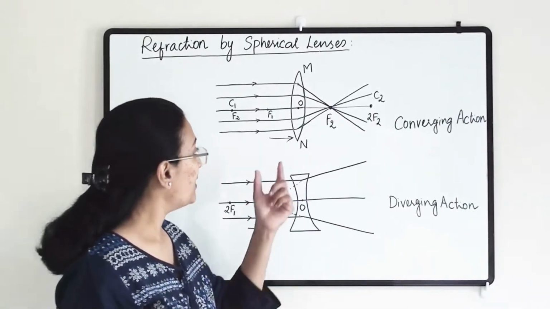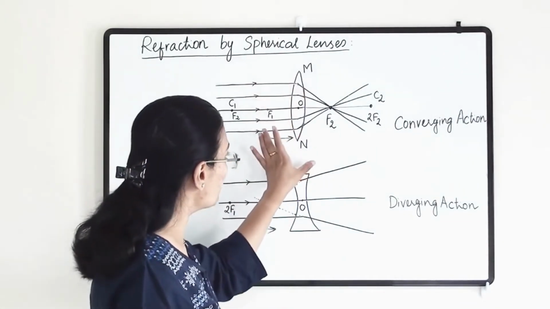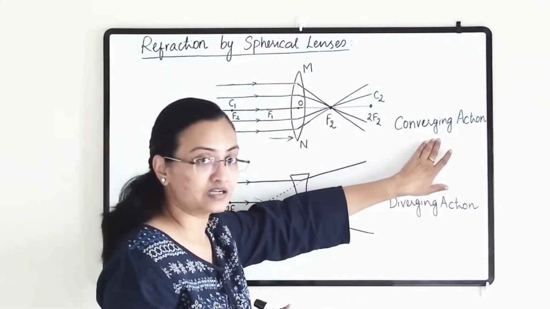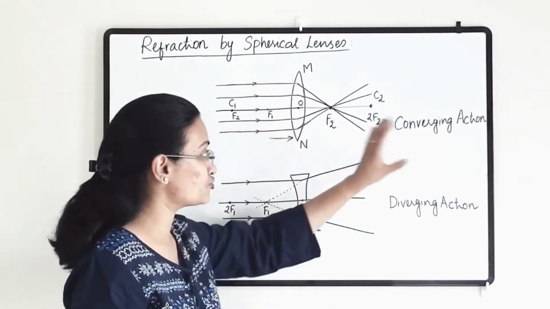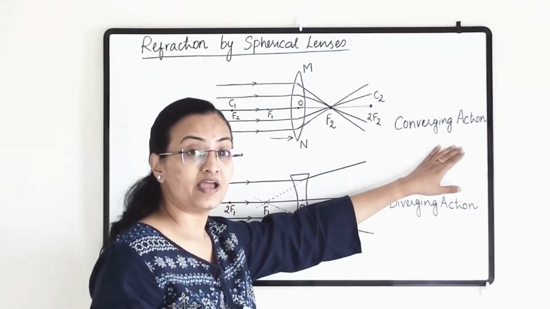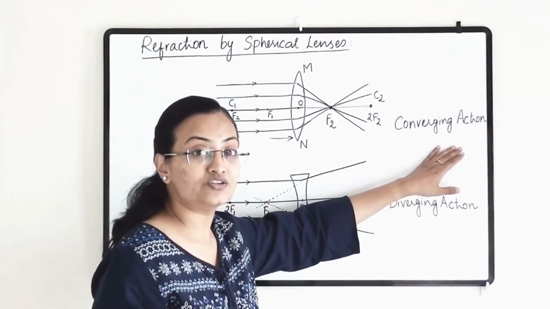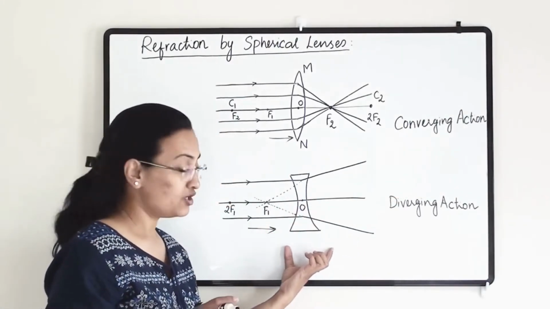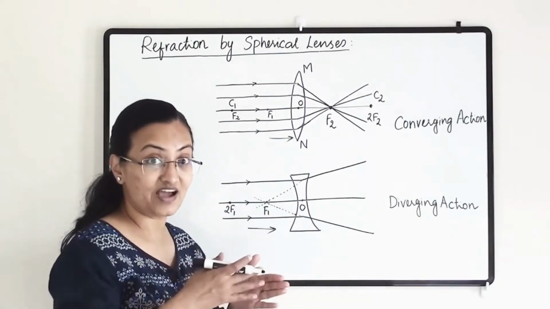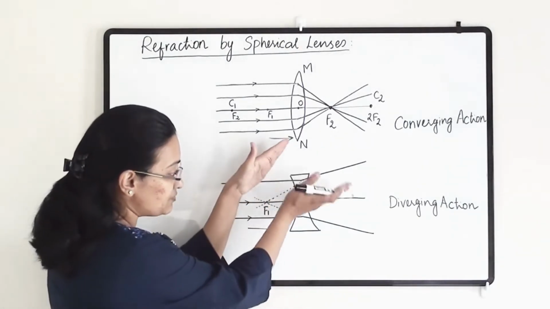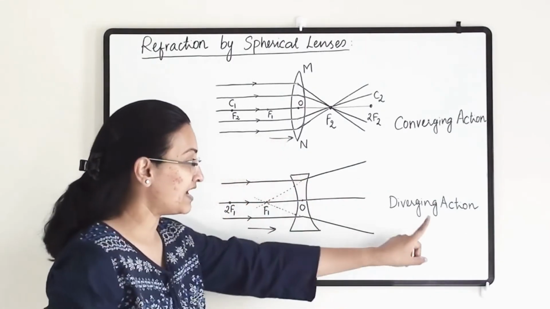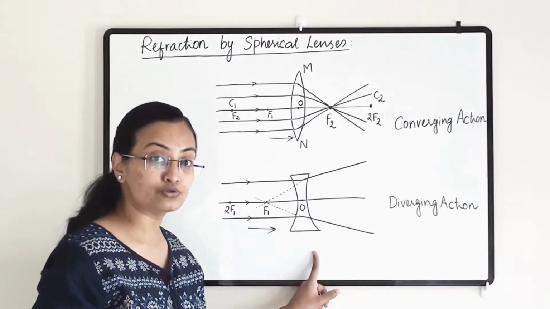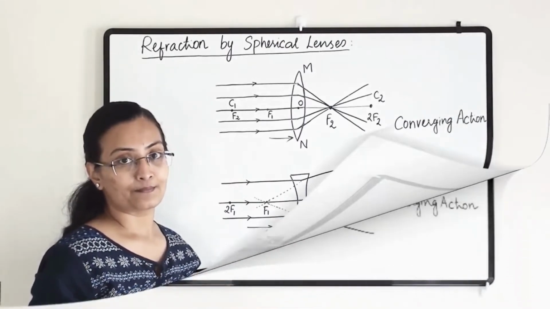Another thing: when parallel rays fall on the convex lens, it collects all the rays. That action is known as converging action. So the convex lens shows converging action, and that's why it is known as a converging lens. But here the concave lens shows diverging action. It diverges all the rays and spreads them in all directions. That action is known as diverging action, and that's why the concave lens is also known as a diverging lens.